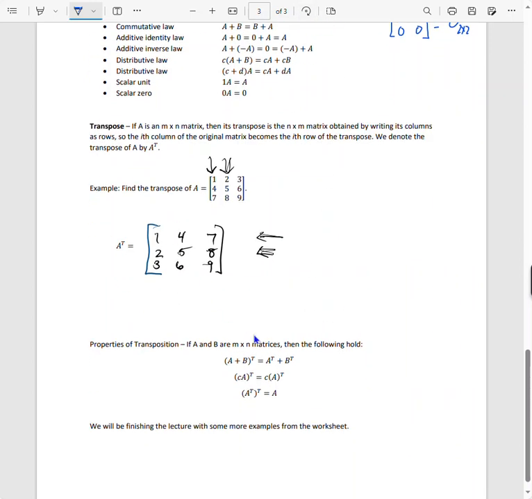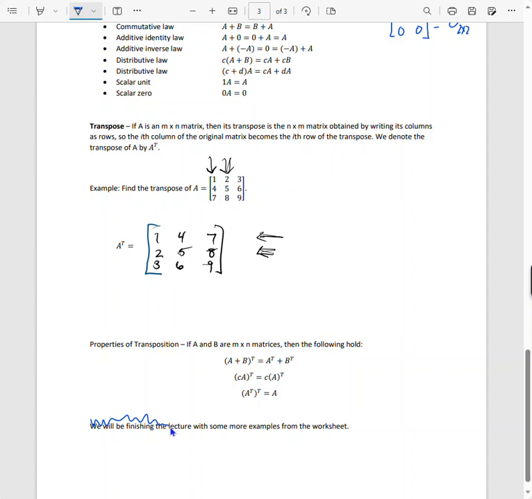If A and B are m by n matrices, then if you want the transpose of a sum, you find the transposes and then add. If you have a scalar multiple of A and then a transpose, it's the same as finding the transpose and then the scalar multiple. And if you take a transpose and you transpose it, you get back to A, right? Because I'm going to take this column, 1, 2, 3, and make it into a first row, 1, 2, 3. So the transpose of the transpose takes you back to A.